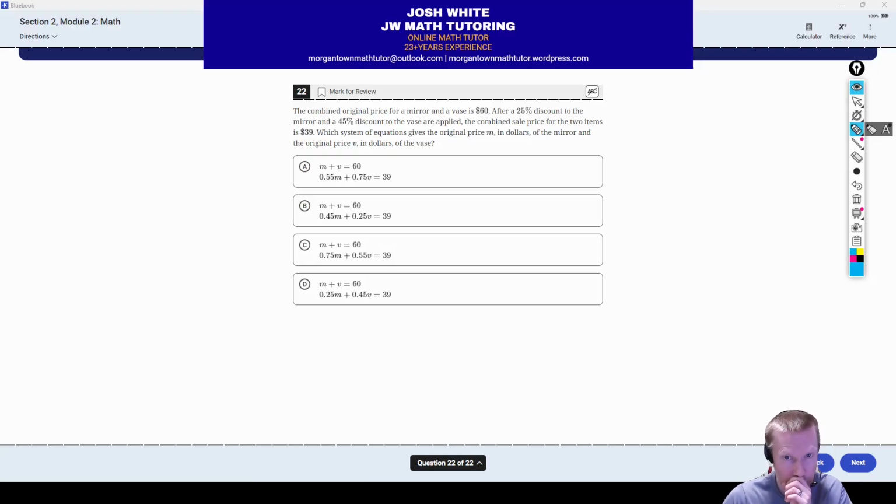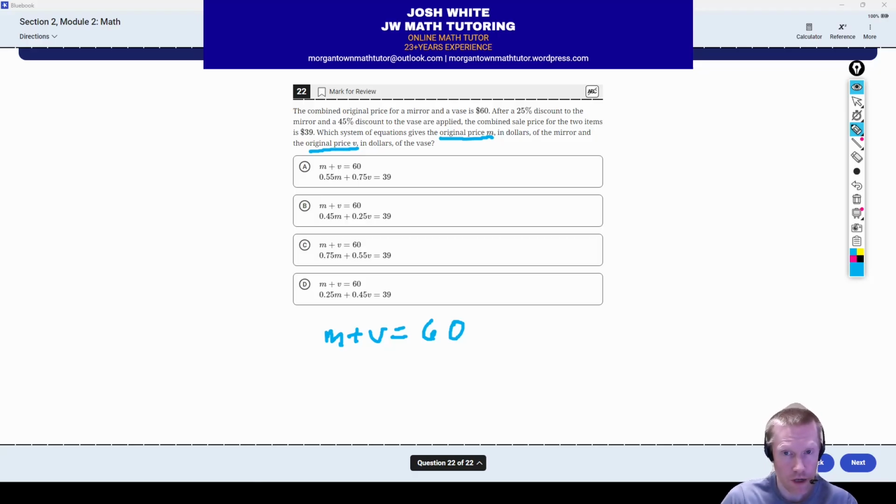All right, so here it tells us the original price for the mirror is M and the original price for the vase is V. So right off the bat, you're hopefully going to notice that M plus V has to equal 60. Now that's in every single equation, so that doesn't really help us, but good to recognize for other potential problems. Now, here's where this gets a little tricky.